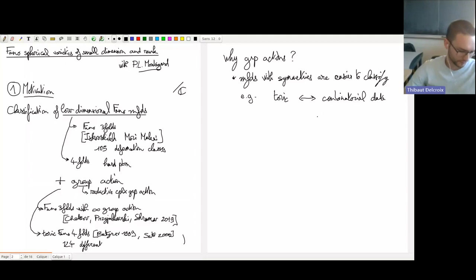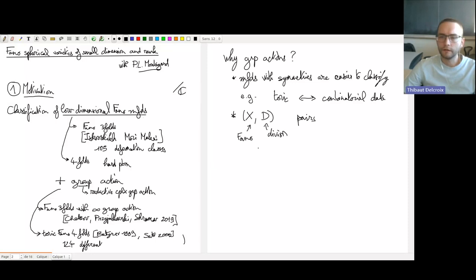That's already something. And then another motivation is that Fano manifolds are very interesting in themselves, but you can be interested in other kinds of problems. For example, you can be interested in pairs (X, D) where X is Fano and D is a divisor. And then, even if you're working on a Fano manifold, the group which is important in terms of symmetries is not the group of automorphisms of X, but rather the group of automorphisms of X preserving the divisor D, and it's usually a strict inclusion.